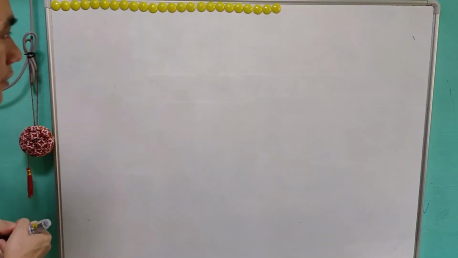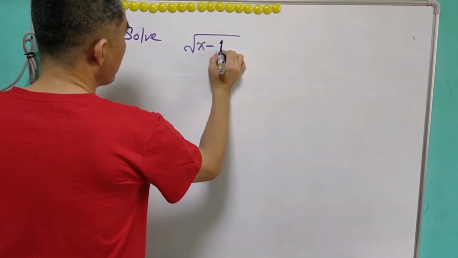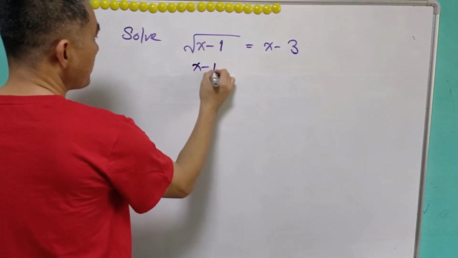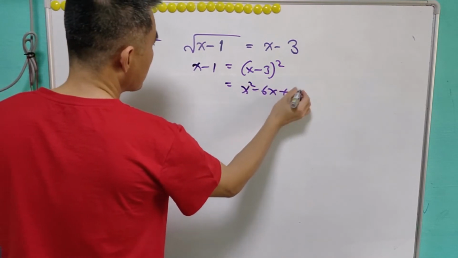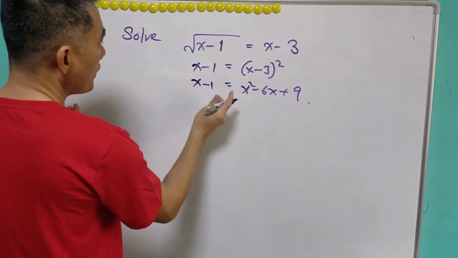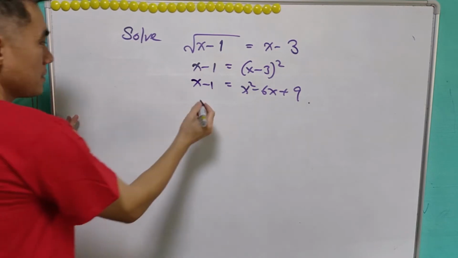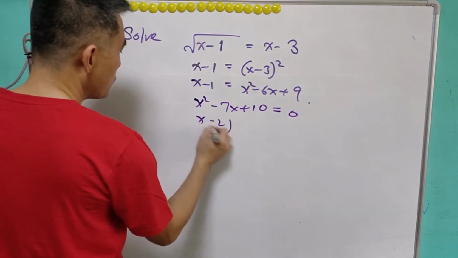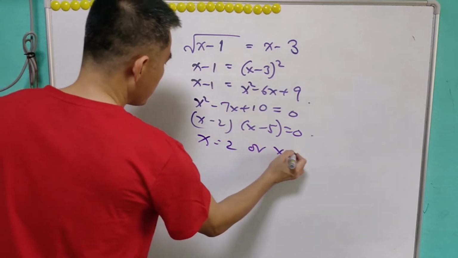This is a usual example that we have in secondary school. Let's say we want to solve square root of x minus 1 equals x minus 3. We square both sides, and we have x minus 1 equals (x minus 3) squared, and this is x squared minus 6x plus 9. And this is actually a quadratic equation in x. So x squared minus 7x plus 10 equals 0. (x minus 2)(x minus 5) equals 0, x equals 2 or x equals 5.